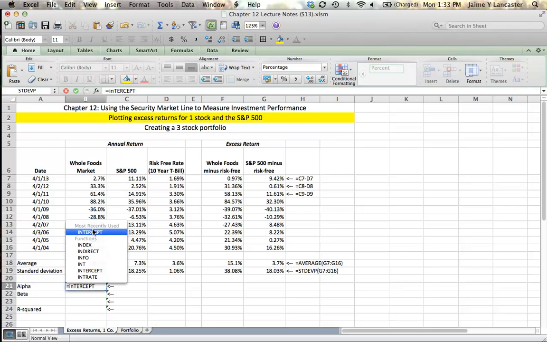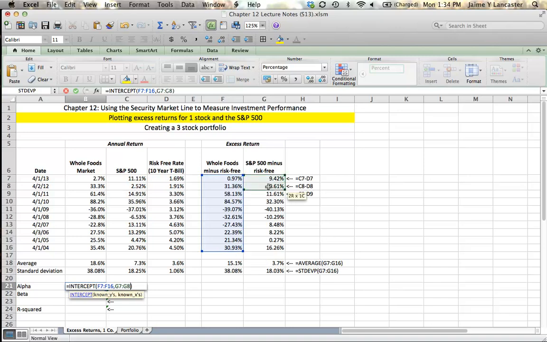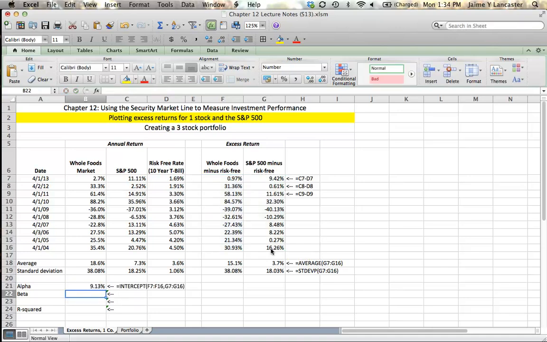When we choose intercept, we need to figure out what our intercept is if we have a certain set of things on the y-axis and a certain set of things on the x-axis. As we know from previous tutorials and from the last chapter, the x-axis is always going to have the S&P 500 on it. So we're going to start with our known y's. Whole Foods is going to go on the y. Then we move on to our known x's, and our S&P is going to go on the x. So what we're asking Excel to do is, if we plotted a regression line of best fit between these two sets of data, where would this line intercept the y-axis? At 9.13%.